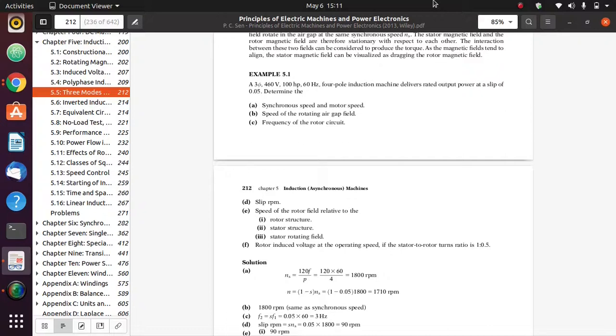You cross multiply with 0.05: 1800 times 0.05 gives 90. So 90 is equal to 1800 minus n. Moving n to the other side so it becomes positive, and taking 90 to the other side, 1800 minus 90 gives us that the rotor speed is 1710 revolutions per minute. Now the speed of the rotating air gap field. What will be the speed of the rotating air gap field?